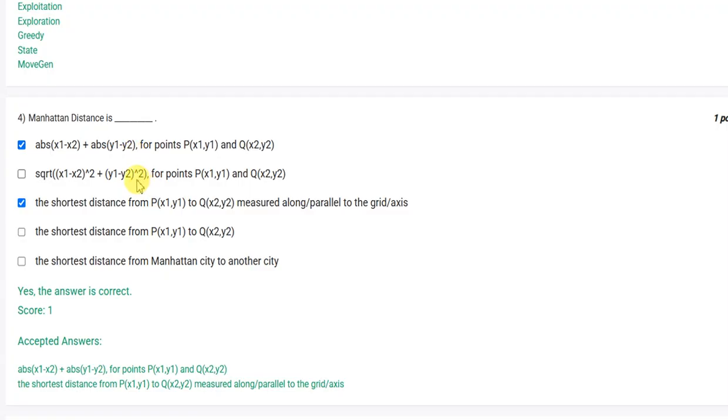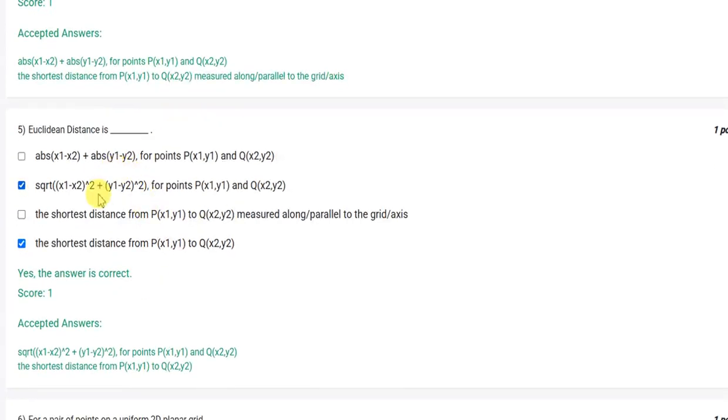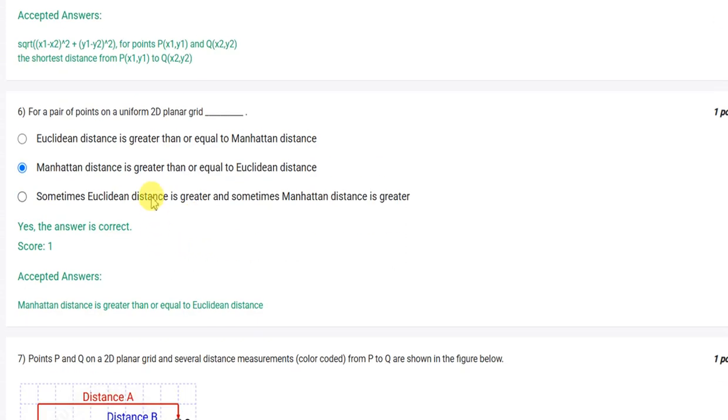Manhattan distance is absolute x1 minus x2 plus absolute y1 minus y2 for points P and Q, and it is the shortest distance from P to Q measured parallel to the grid axis. So this will be parallel to the grid axis. And for Euclidean distance, this is the square root of (x1 minus x2) whole square plus (y1 minus y2) whole square for points P and Q, and it is the shortest distance from P to Q. For a pair of points on a uniform 2D planar grid, Manhattan distance is greater than or equal to Euclidean distance. Let's remember that.